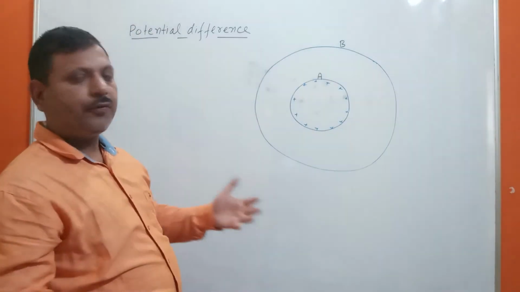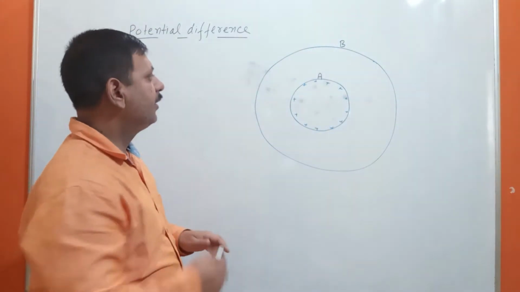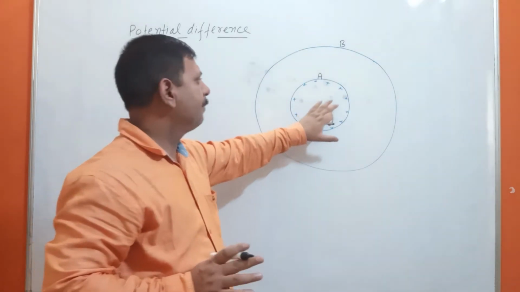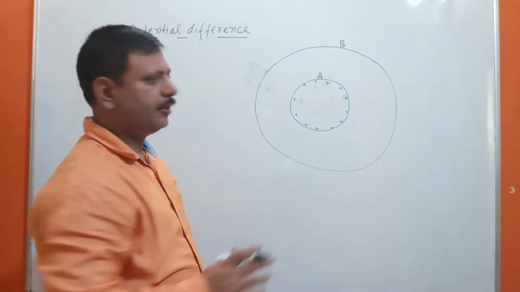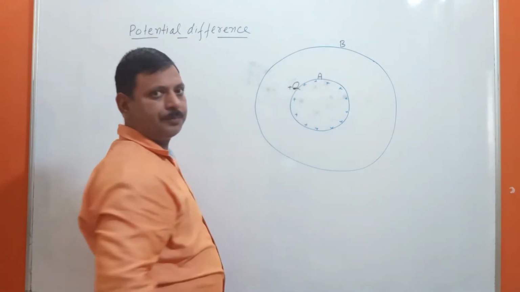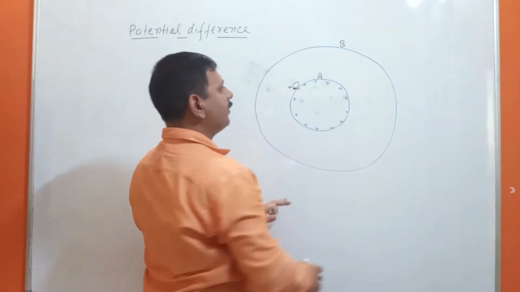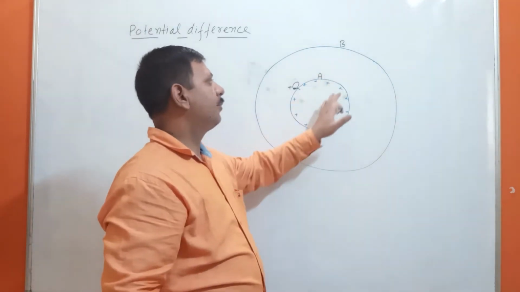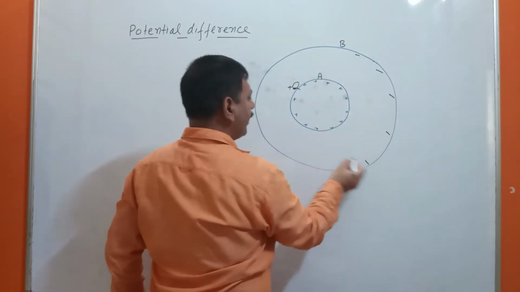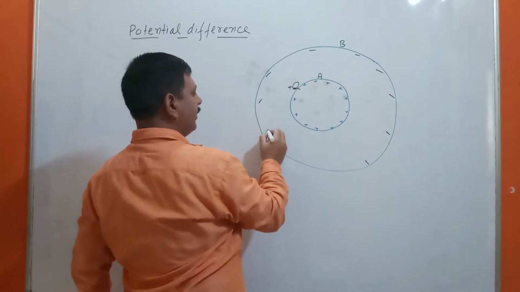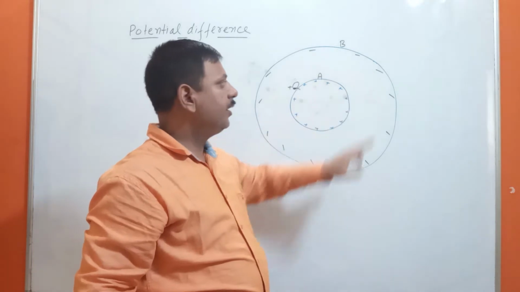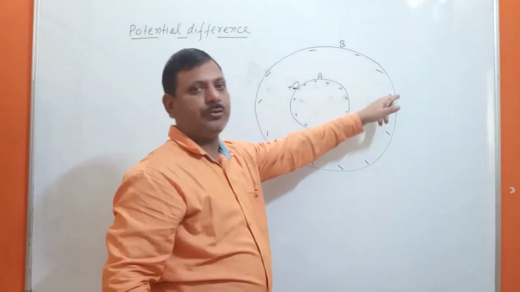See here, we want to find the potential difference of a spherical capacitor. I have taken one spherical shell A, to which we have given charge plus Q, and another spherical shell B, which surrounds A. Due to induction, what happens? There will be negative charge inside the surface of B. Outside there becomes positive charge.